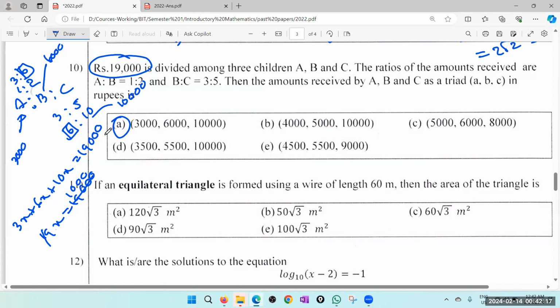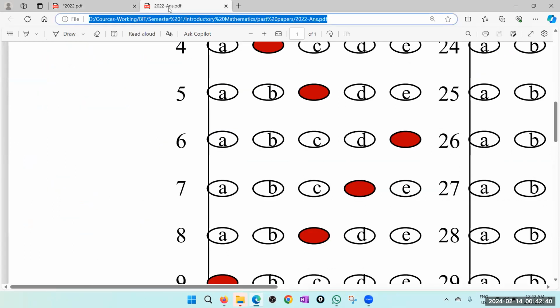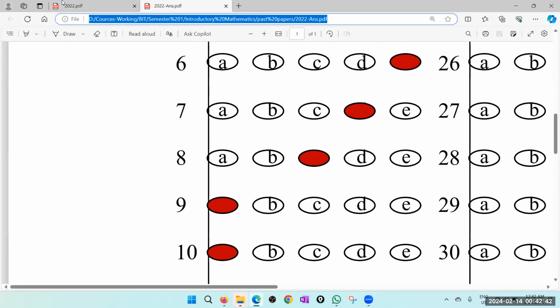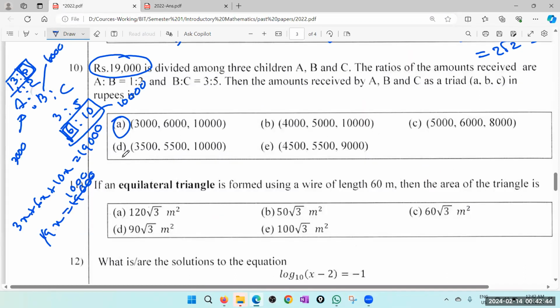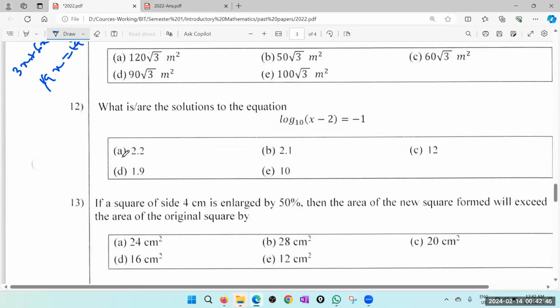Answer is A. Make sure you take this ratio, okay? Because that is where you have the common value. When they are not common, you can't use the same ratio. So make sure it's in the same thing. So therefore, we found x as 1000. So this is 3000, 3x, this is 6000, and this is 10,000. So the answer is A.